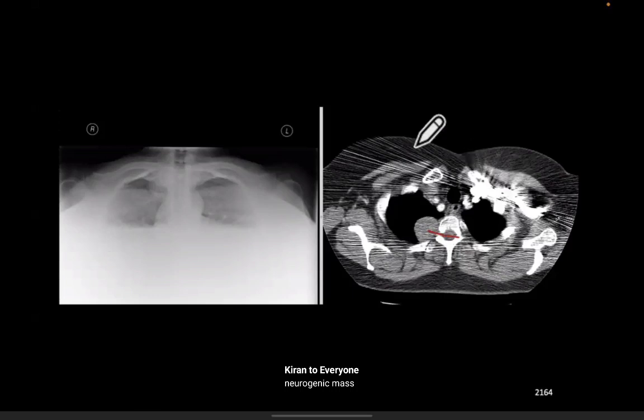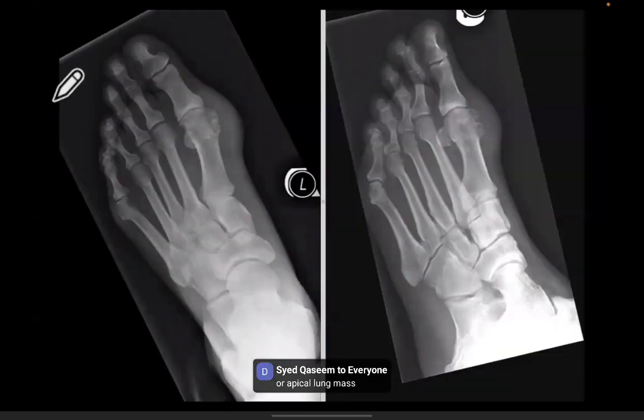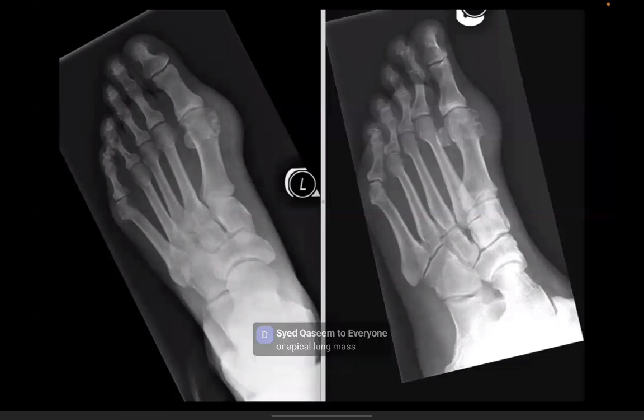Yeah. So this is an apical view, as I call it. You might call it a superior mediastinal view, but I know this to be an apical view. Okay, what's the diagnosis here?